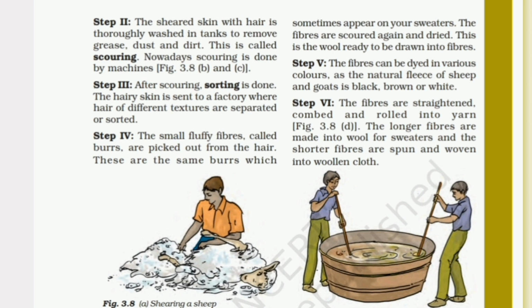Then we have step fourth. The small fluffy fibers called burrs are picked out from the hair. These are the same burrs which sometimes appear on your sweaters. The fibers are scoured again and dried. This is the wool ready to be drawn into fibers. So the fourth step involves the small fluffy fibers called burrs being picked out from the hair, which we can also see on our sweaters sometimes, and then the fibers are scoured again and dried. This is the wool which is ready to be drawn into fibers.